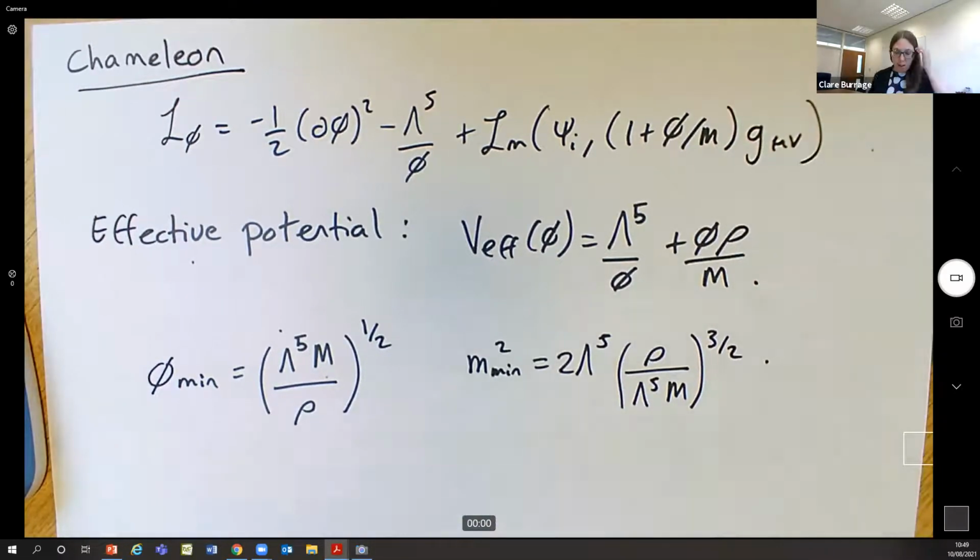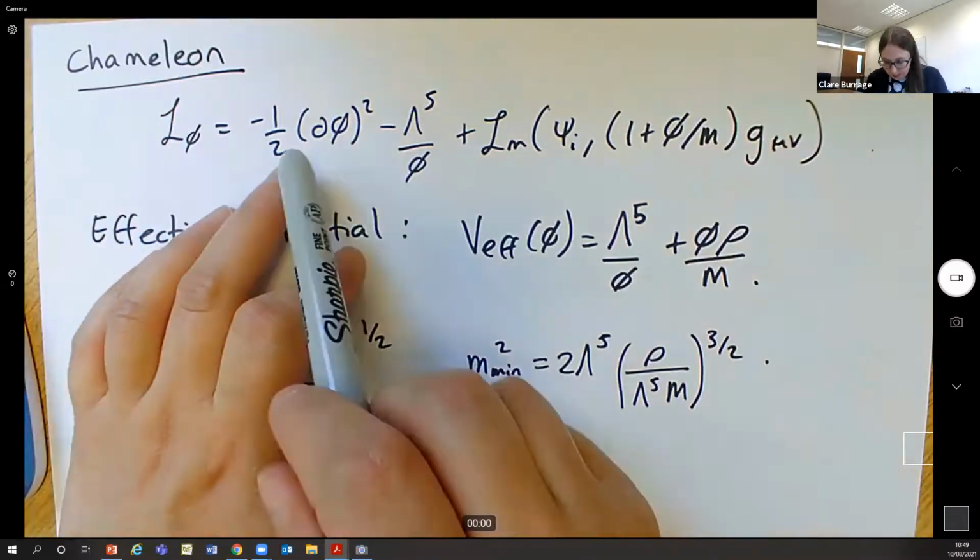Okay, so the first version of how we're going to modify this that I'm going to talk to you about is known as chameleon theory. The name arises because it's a scalar field that is supposed to change its behavior depending on the environment, in order to camouflage itself as well. So that's where the name comes from.